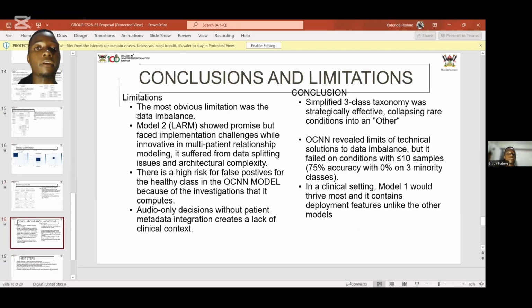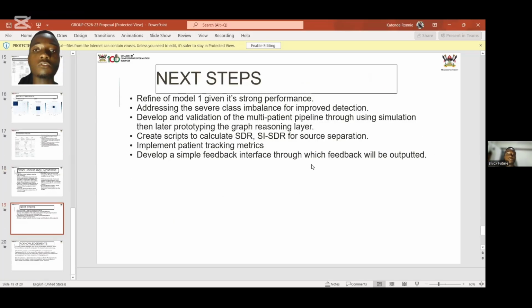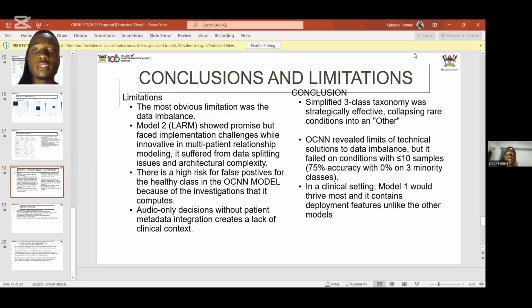The limitations we had, first of all: the LARM, the large acoustic reasoning model, showed some promise but faced implementation challenges. While innovative in modeling multiple-patient relationships, it suffered from data splitting issues and architecture complexity. For the conclusion, the simplified 3-class taxonomy was strategically effective, collapsing rare conditions. Then the OCNN revealed the limits of technical solutions to data imbalance, as it failed on conditions with fewer than 10 samples.